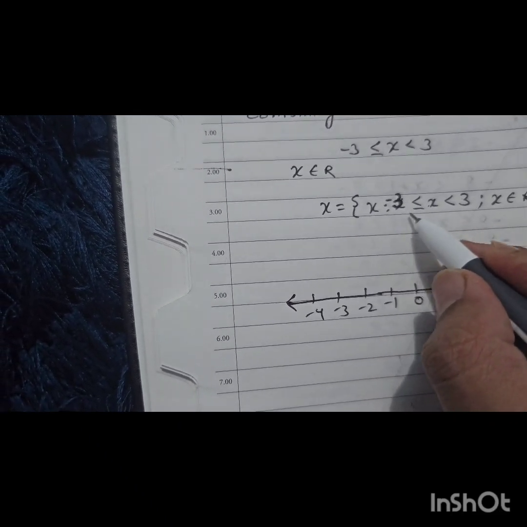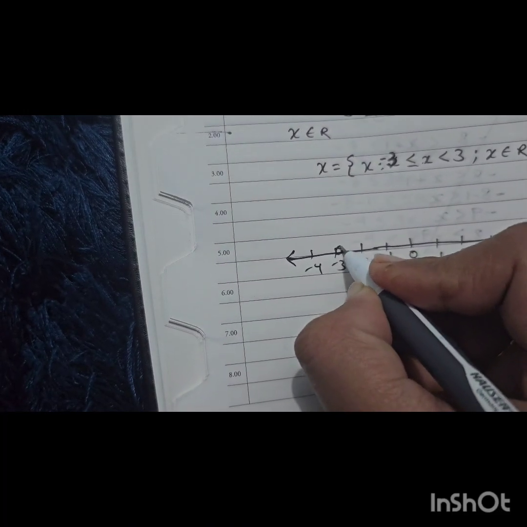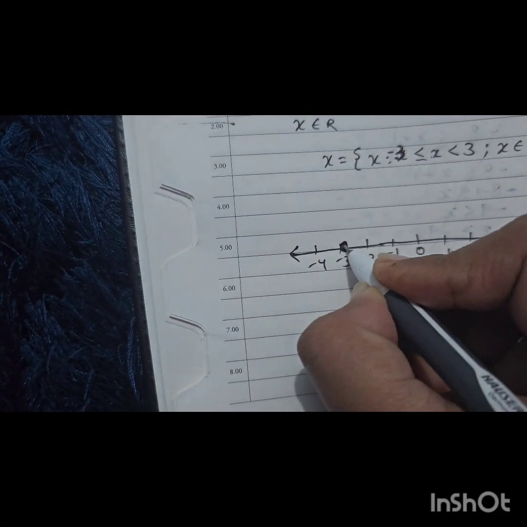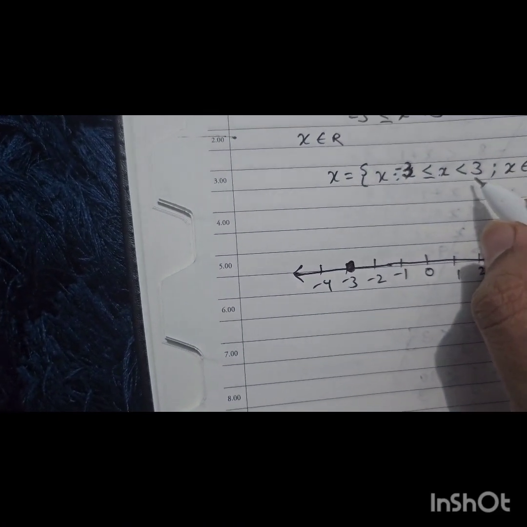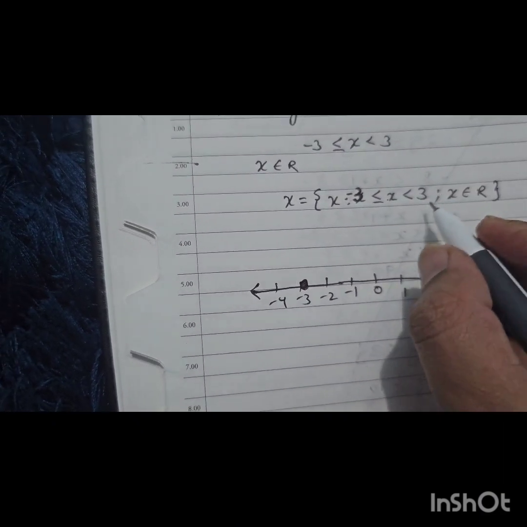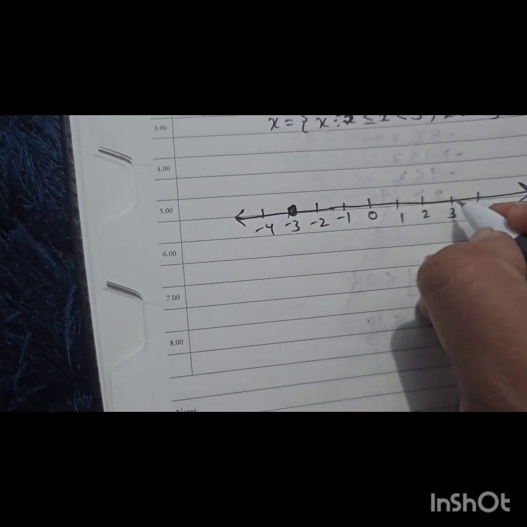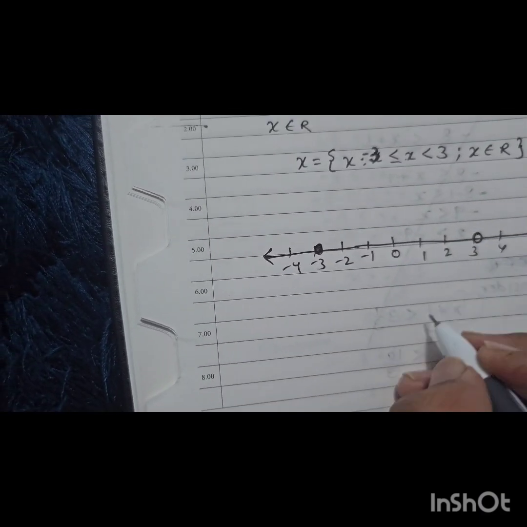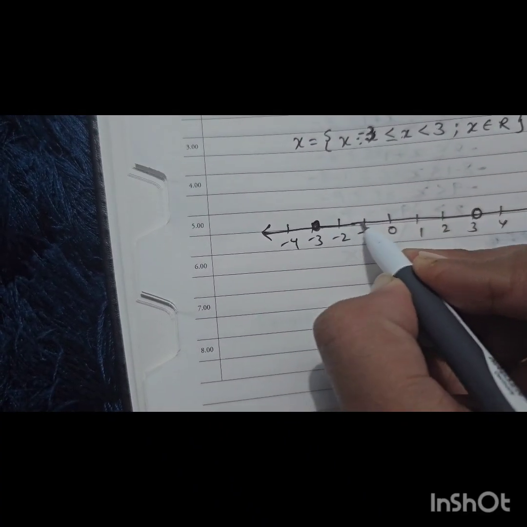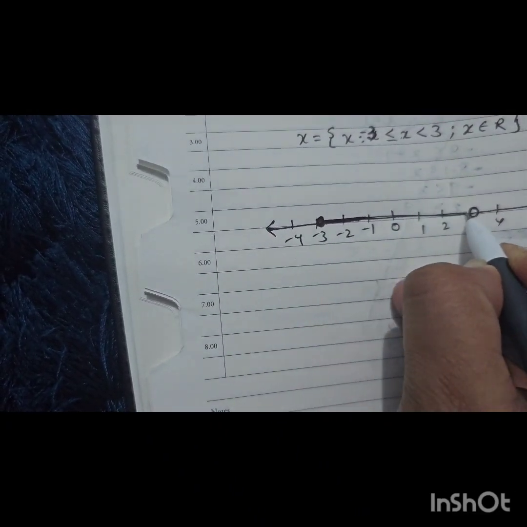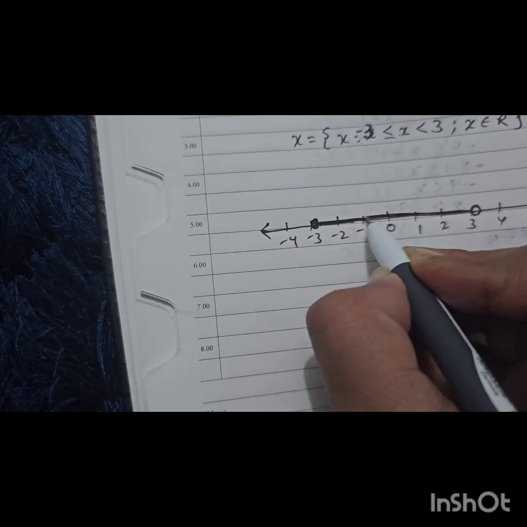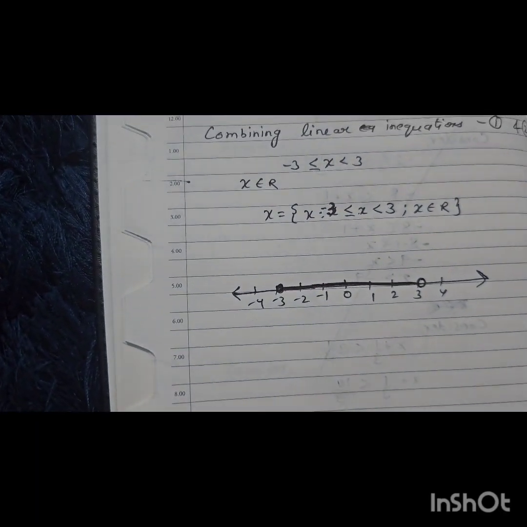well, this minus 3 is included, so we will put a dark circle here, and x is less than 3 but not equal to 3. So 3 is excluded, so we will write an open circle here. We will draw it and we will just trace this line. This is the graph line. Okay.